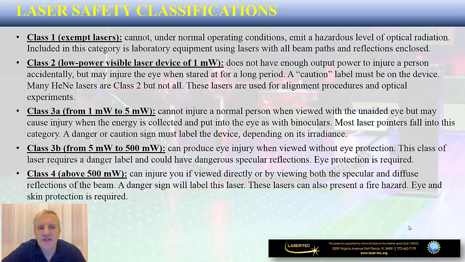And finally, the highest class is class 4. Here we are talking about lasers that have powers above half a watt, or above 500 milliwatts. These types of lasers can injure you if viewed directly or by viewing either specular or diffuse reflections. So here it's not just the specular, but also diffuse reflections. A danger sign has to label this type of laser, and some of these lasers can also present a fire hazard. In this case, both eye and skin protection would be required when operating this type of laser.